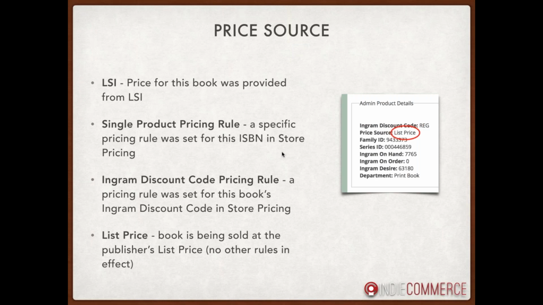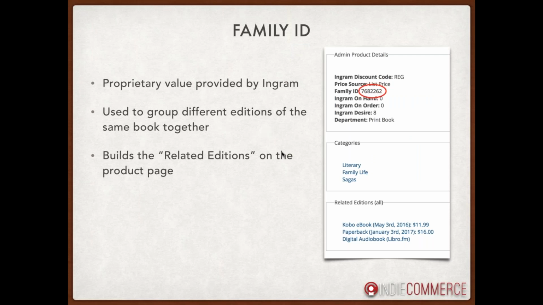The first one is LSI. So that means that you are sending a price for this book in your LSI file, and your LSI is being used for pricing. So we'll talk a bit about that later when we get into LSI. The next option is the single product pricing rule. So that means that you used the built-in store pricing tools to create a pricing rule which is specifically affecting this single product. The Ingram discount code pricing rule means that you created a rule in your system for the Ingram discount code that belongs to this book, and that's what's determining the price.